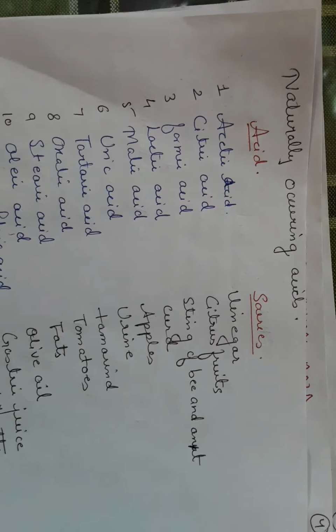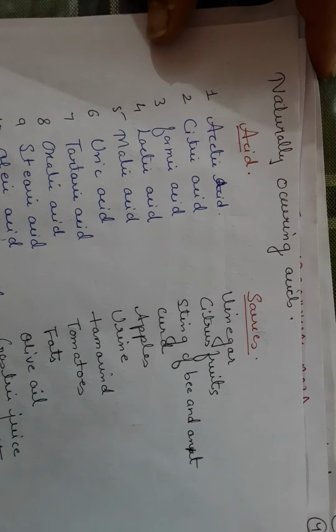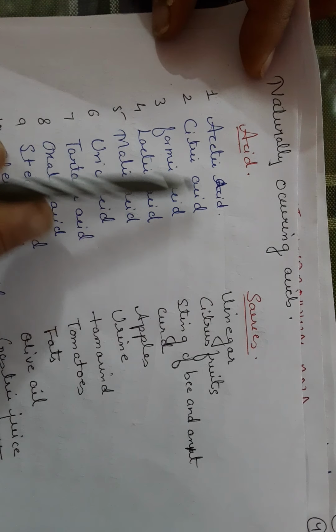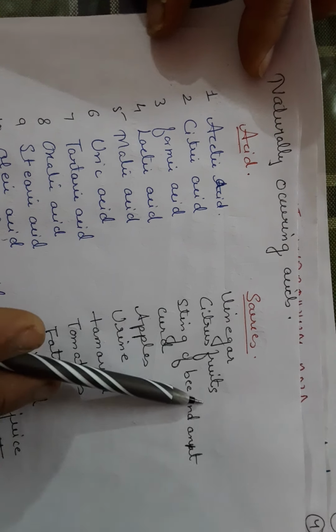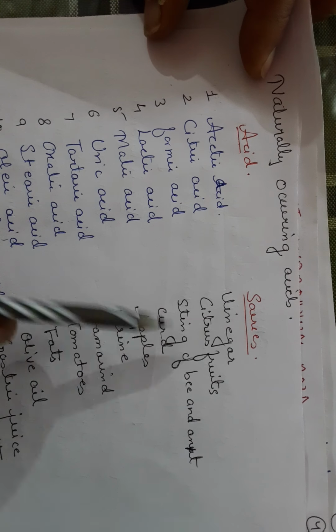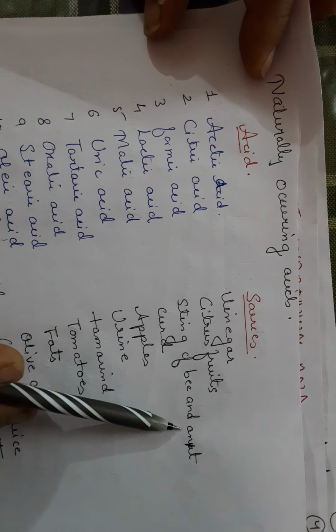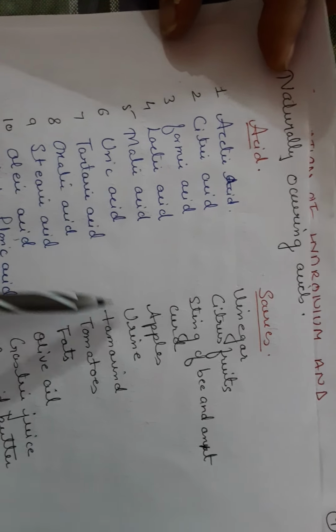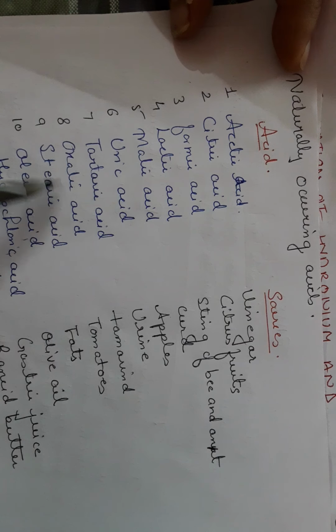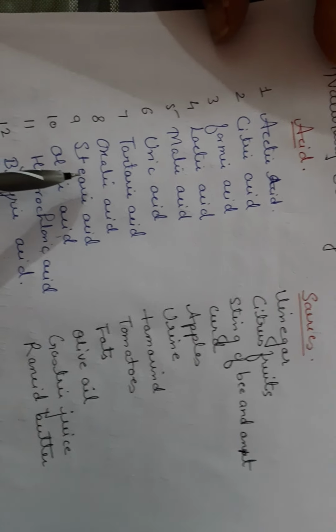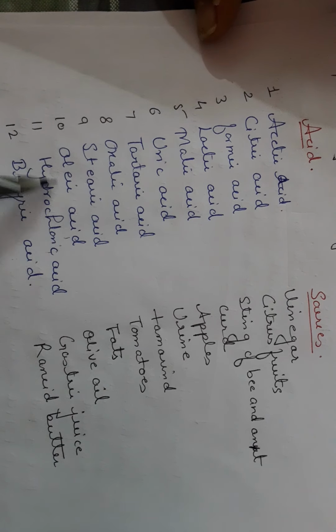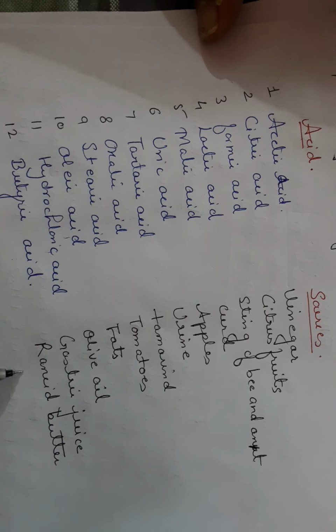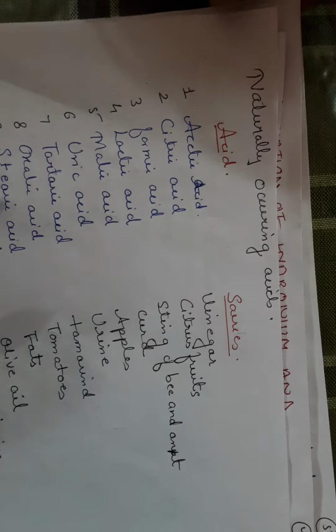Now, some naturally occurring acids. Acetic acid, vinegar. Citric acid, citrus fruits, oranges, lemons. Formic acid, sting of bee and ant. Lactic acid, curd. Malic acid, apple. Uric acid, urine. Tartaric acid, tamarind. Oxalic acid, tomatoes. Stearic acid, fats. Oleic acid, olive oil. Hydrochloric acid, gastric juices. Butyric acid, rancid butter. So these were certain naturally occurring acids.